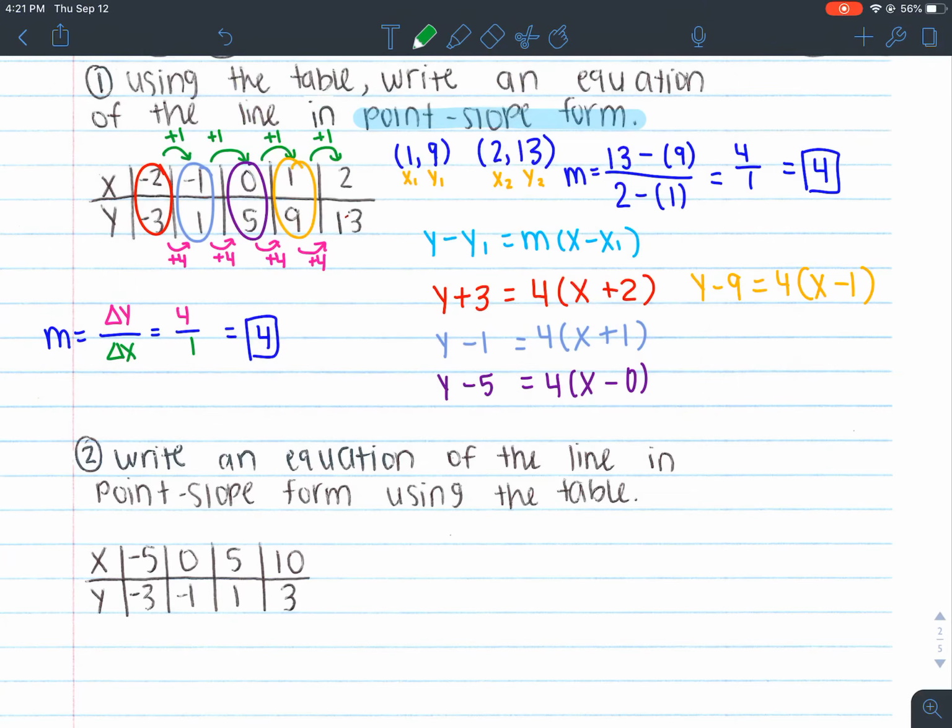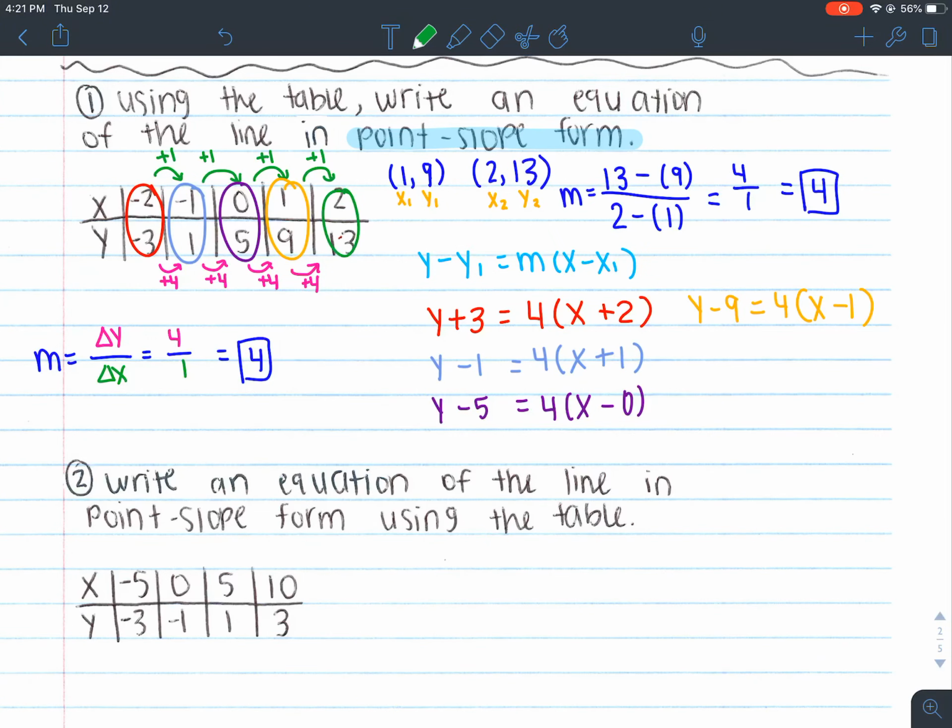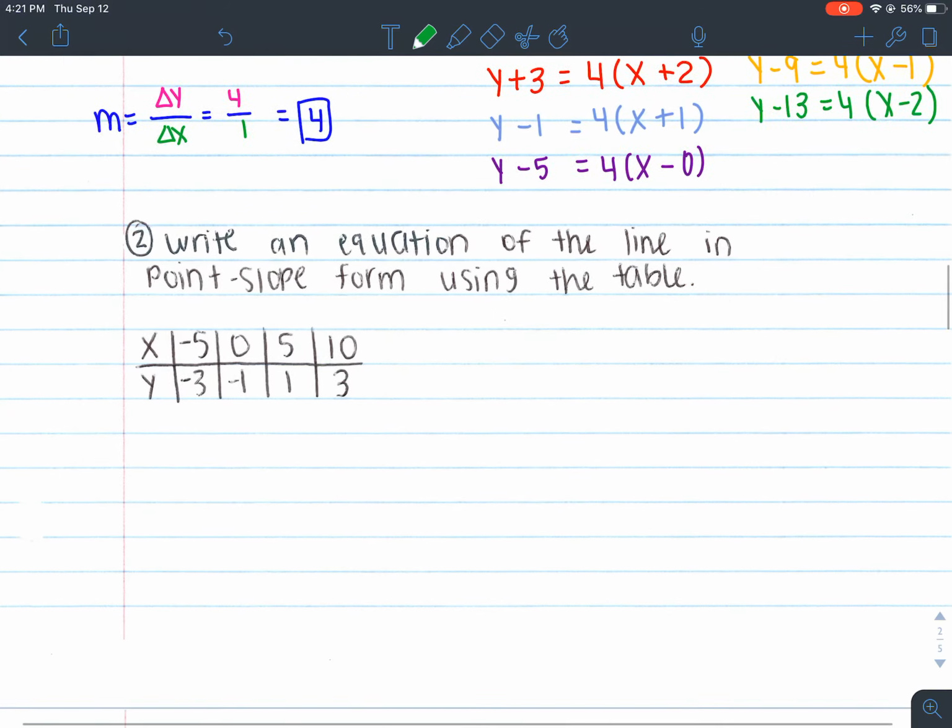So hopefully you're noticing that my slope is never changing. I'm not changing my slope in any way. I'm going to go ahead and use green because I'm kind of running out of colors at this point. This is y minus 13 equals 4 times x minus 2. So basically, I'm just plugging in my x values and my y values. So it doesn't really matter, again, what point you pick, as long as you pick a point. So all of these 5 answers would be correct.